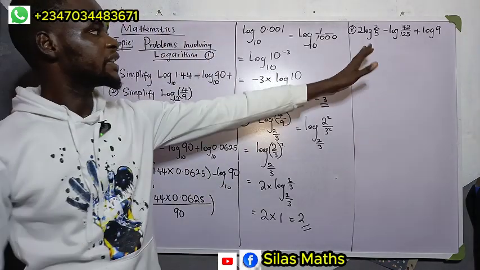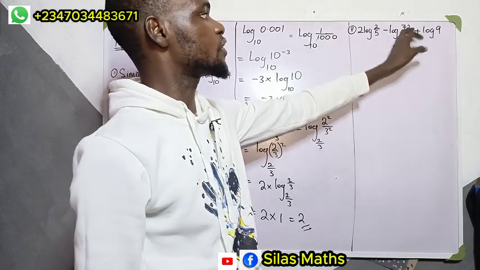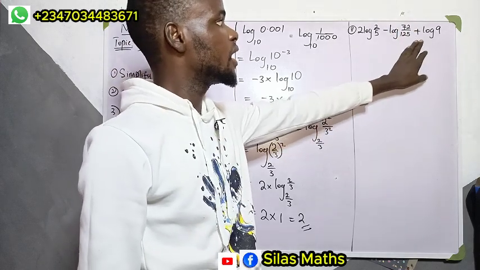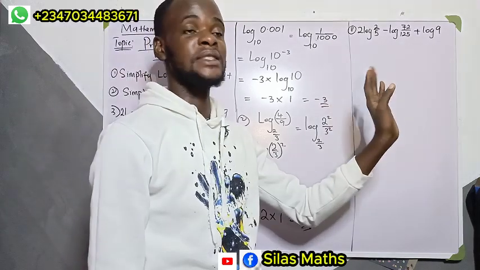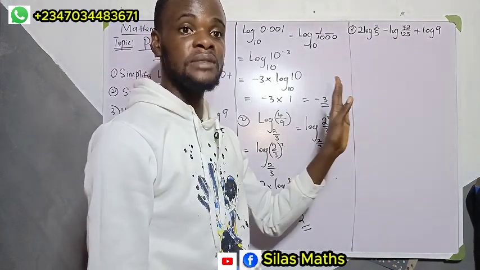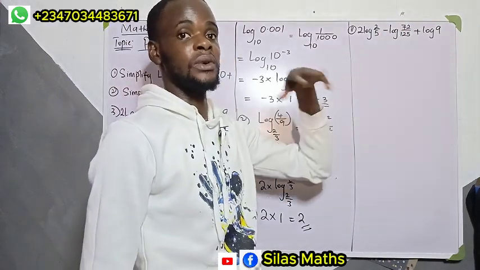Now look at the question over there. 2 log 2 over 5 minus log 72 over 125 plus log 9. Now in this case, any logarithm that has no base written, that logarithm is to the base 10. So this is assumed that all the bases are base 10.